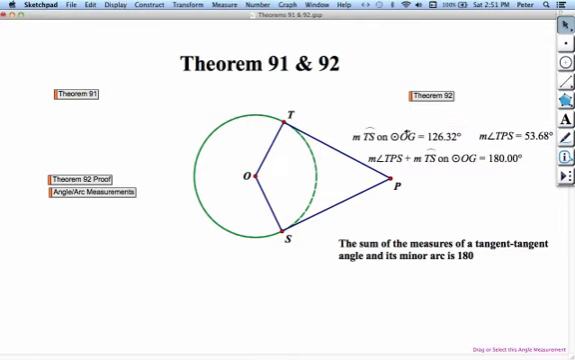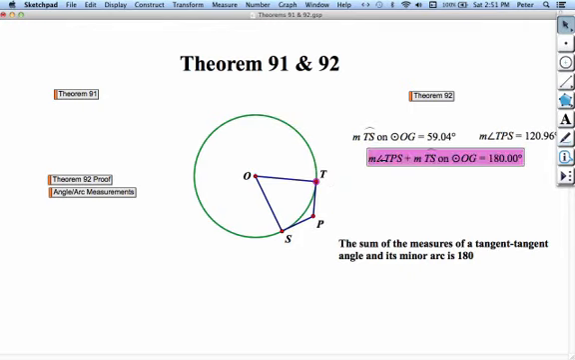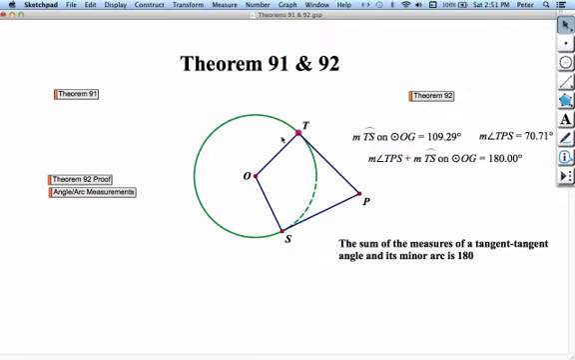And sure enough, when I show that, I can see that arc TS is 126, angle TPS is 53.68, but regardless, their sum is always 180. No matter how I manipulate this, the angle can change and the length of the arc can change, but the two are always supplementary. Alright, let's take a look at the proof of why that's true.